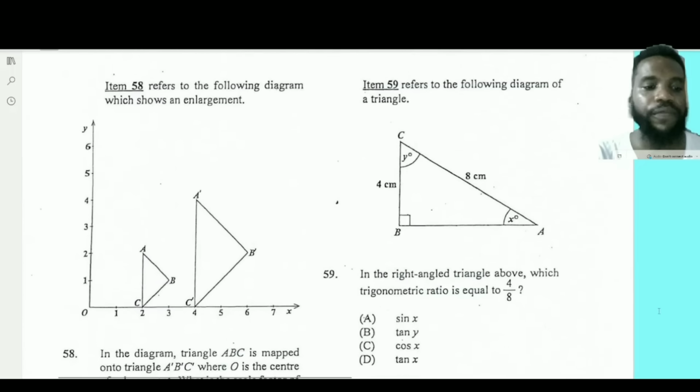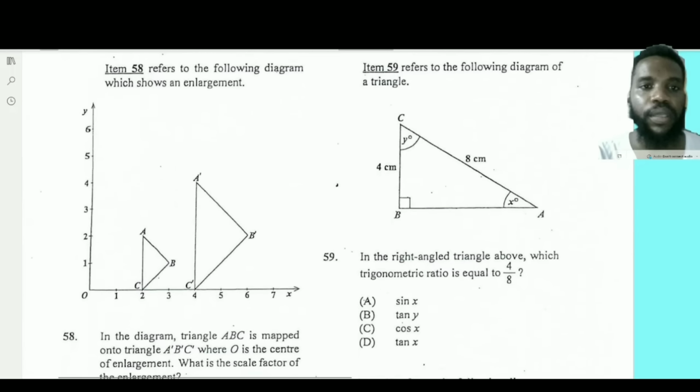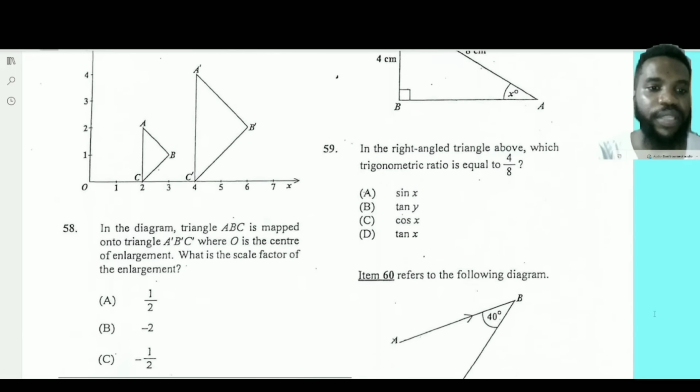58. Alright, so by looking at this, clearly we see an enlargement taking place, right? So we know it must be about enlargement. Let's see, in the diagram below, the triangle ABC is mapped onto A prime, B prime, C prime by an enlargement from the center O. What is the scale factor?